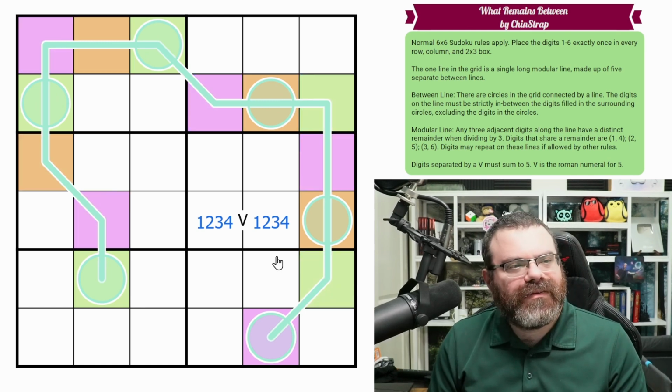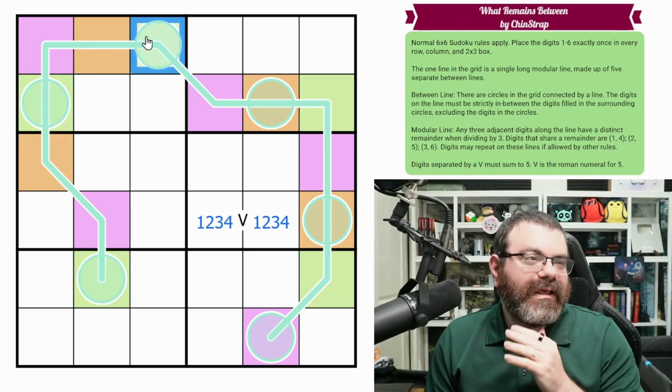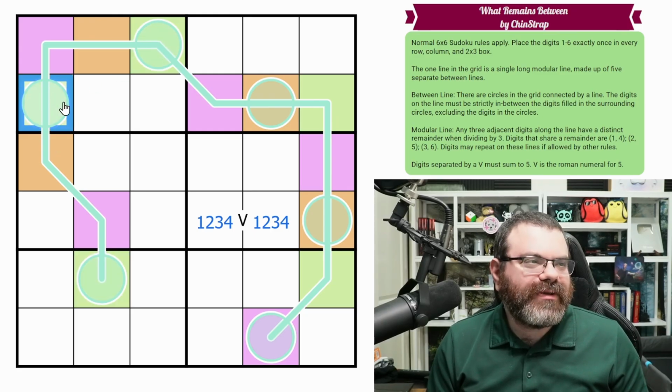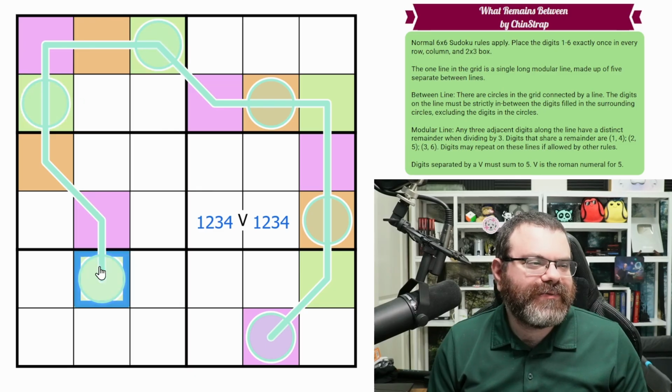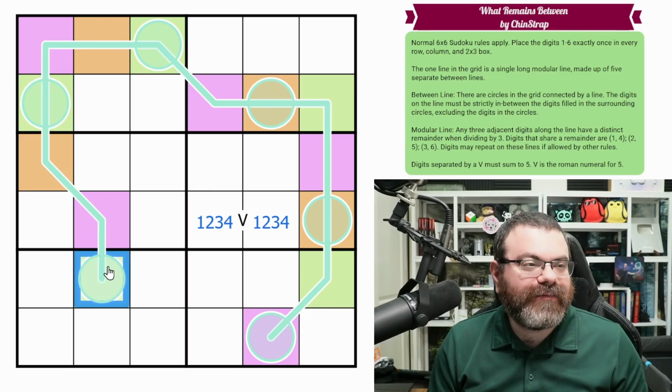I'm not sure that it helps me. So these two are the same digit because, you know, this is the other one, right? Just through that. These can't be the same digit or you'd have nothing but a between line. So these have to be different. That's kind of the point.